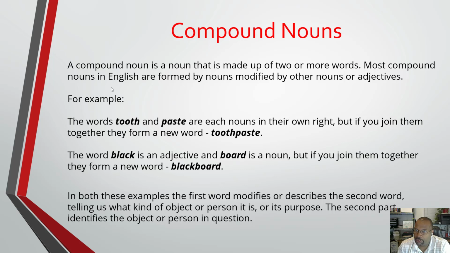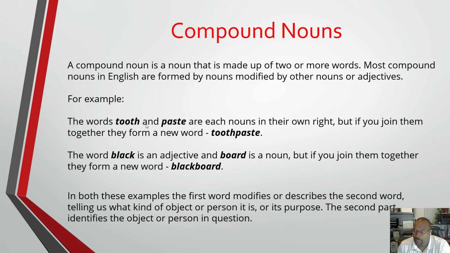Most compound nouns in English are formed by nouns modified by other nouns or adjectives. When we say that, what we're talking about is basically two nouns together, right? Or a noun and an adjective. We put those two together and we have a compound noun. Okay? Let's look at an example and I think you'll get it a little bit easier.